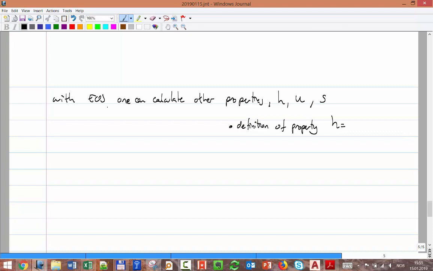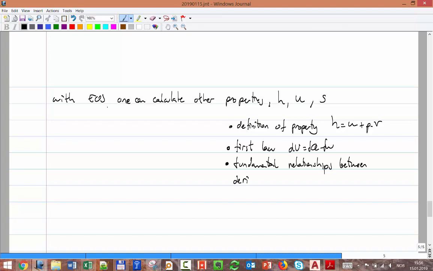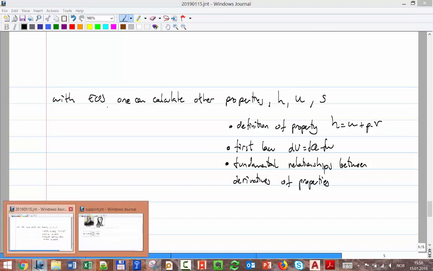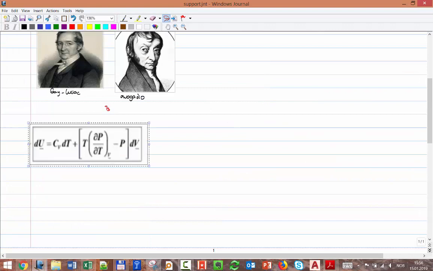Like in the case of enthalpy, you know that it is U plus P times V. You also sometimes use the first law: the heat and work are the same as the change in internal energy, delta U equals delta Q minus delta W. And you also use some fundamental relationships between the derivatives of the property. For example, if you do that for internal energy, you end up with an expression that looks like that.